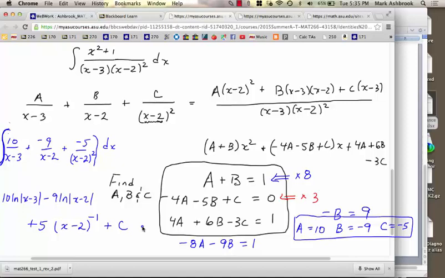Question? Where did you get positive 5? Okay, because we had a negative to start with, but then the power is negative 1. When you do the power rule, you're going to have negative 1 times x minus 2 to the minus 2. So I started with negative 5, but then with that antiderivative, I needed another negative. Other questions?